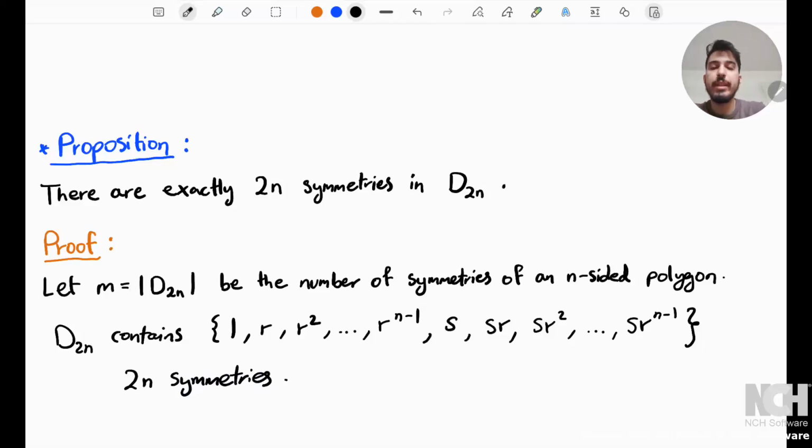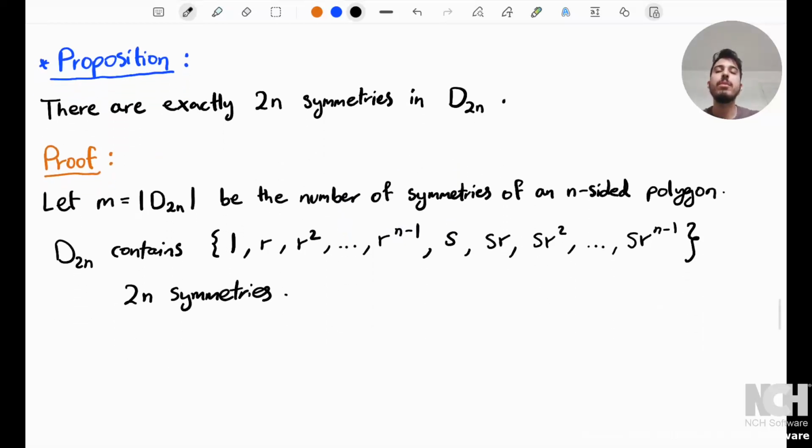So D2n contains for a fact at least 2n symmetries. Now let us show that it contains at most 2n symmetries. We will make use of the rigidity of a polygon. I know for a fact that if I have a square here and I have it labeled as 0, 1, 2, and 3, I can never have a symmetry which plays around with the sides too much. Okay, let me recap that, hash it out, okay?